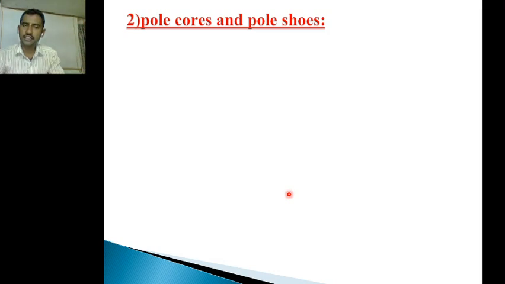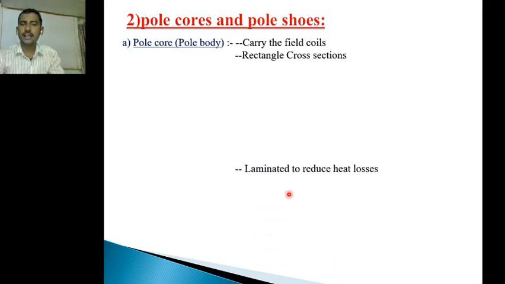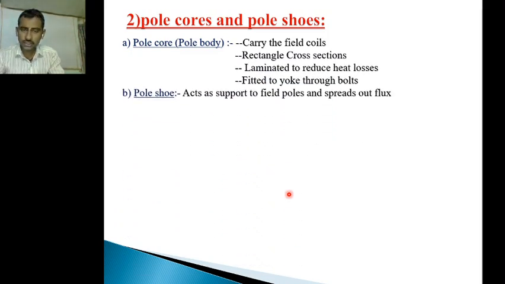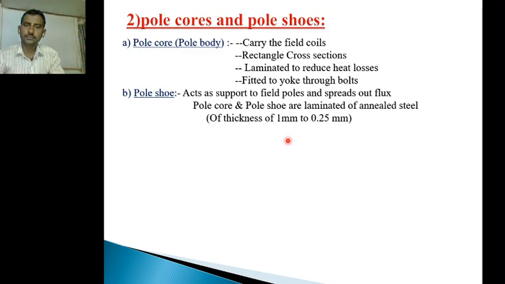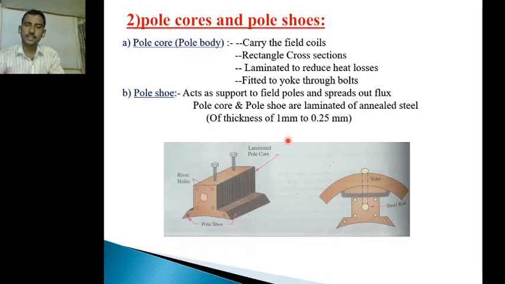And coming to the second part of the construction of DC generators, pole cores and pole shoes. First is the pole core. What is the function of this pole core? The pole core carries the field winding. This is the pole core, and it is supported by the yoke with these bolts. The pole core supports the field coil. Normally it has a rectangular cross section, and all these are provided in the form of laminations.